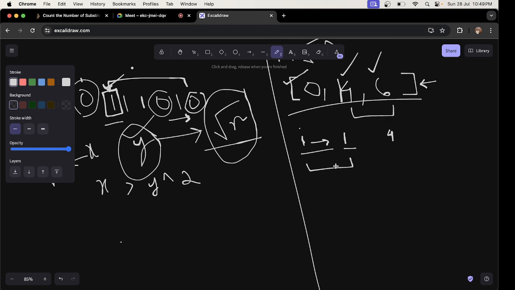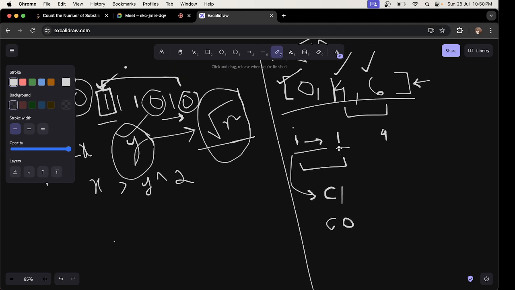Listen here very carefully. While iterating inside the ith for loop, we will maintain two things: the current count of ones, let's say c1, and the count of zeros, which is c0. We will maintain these two things while going through all the substrings.